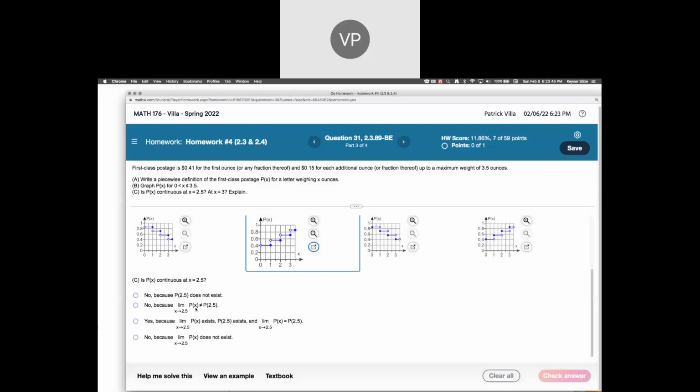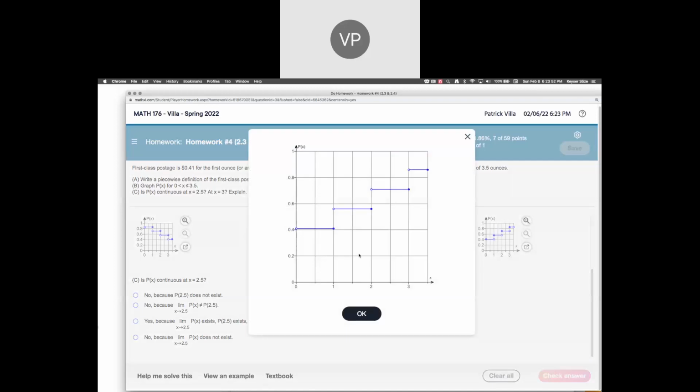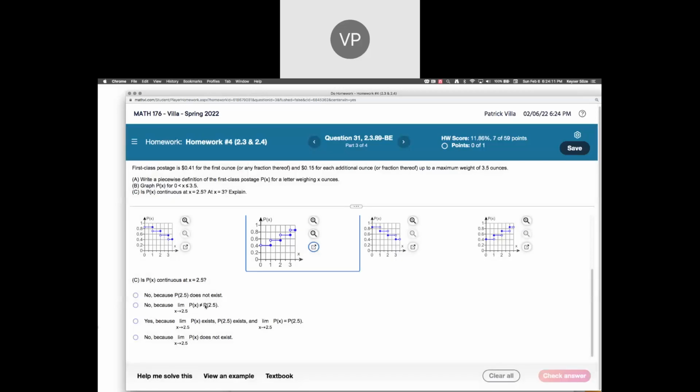Well, let's look at the second one. The limit as x approaches 2.5 does not equal 2.5. Well, let's look at the picture again. At 2.5, as we come in from the left and from the right, we're approaching the same value, which is 0.56. They're approaching the same number, so the limit exists. It's 0.56, and that is also the y value at 2.5. They are equal. This says they're not equal.